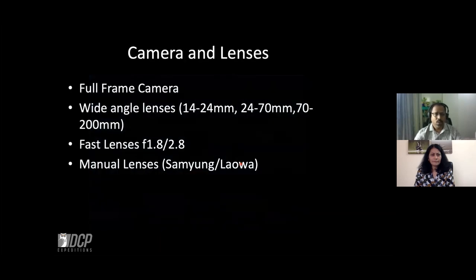Now, the cameras and lenses one should use in landscape photography. Guys, I always go with full frame cameras, because as you know, the DX cameras or the crop body cameras have that 1.4 or 1.5 crop. So you don't get that wide angle.